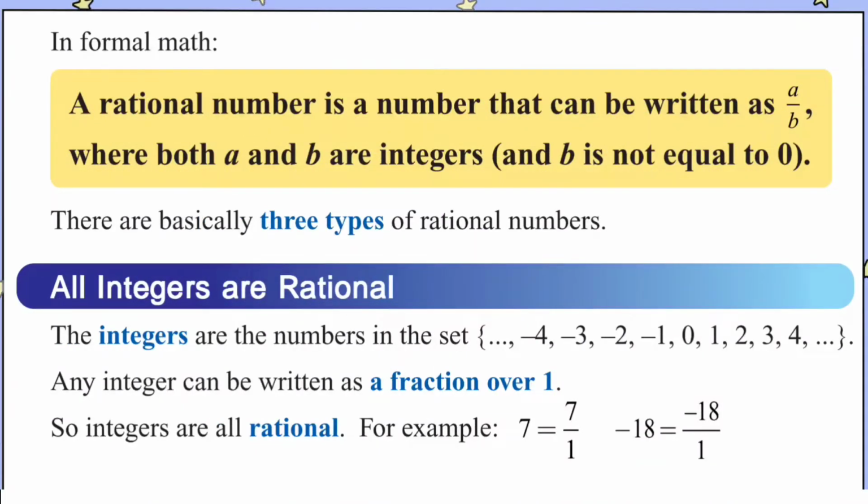Okay, so here's a formal definition of a rational number. A rational number is a number that can be written as a/b, where a and b are both integers, but where b, which is the denominator, cannot be 0. So here is our formal definition.